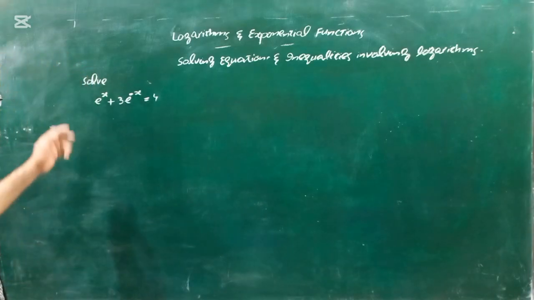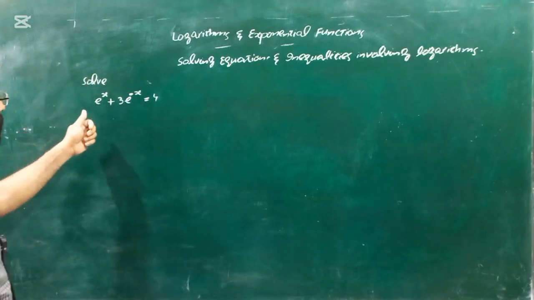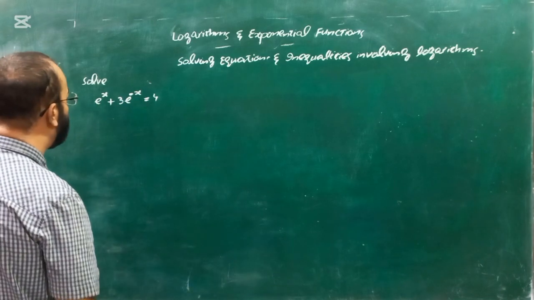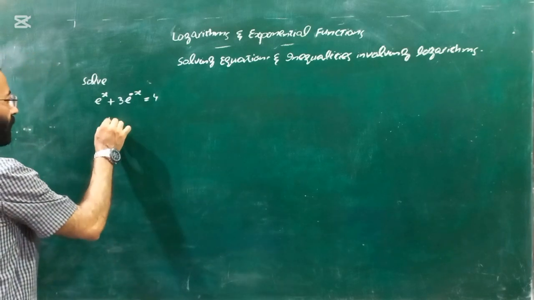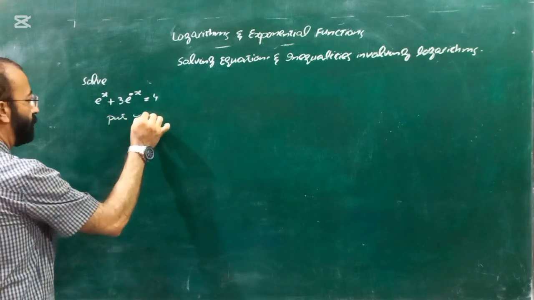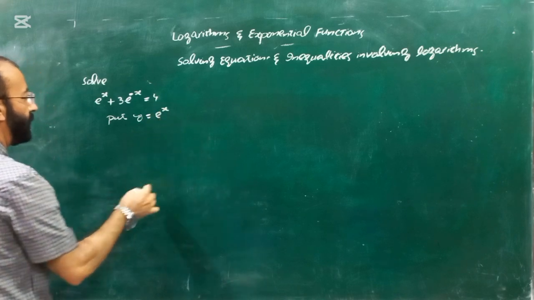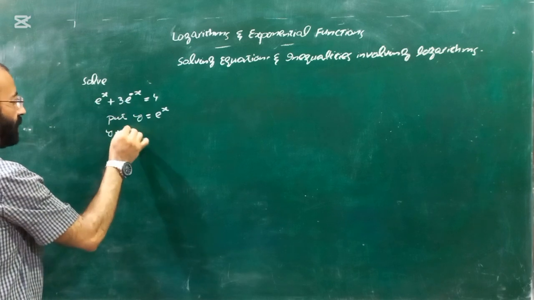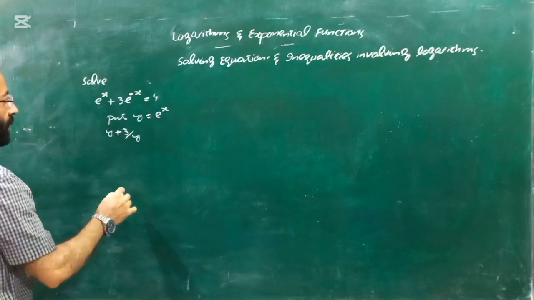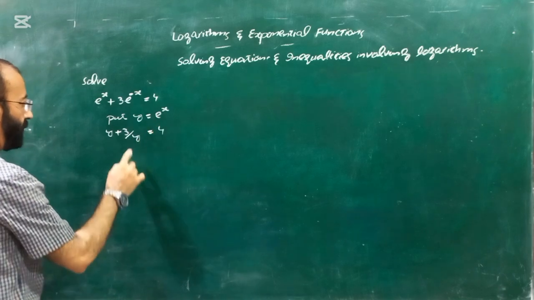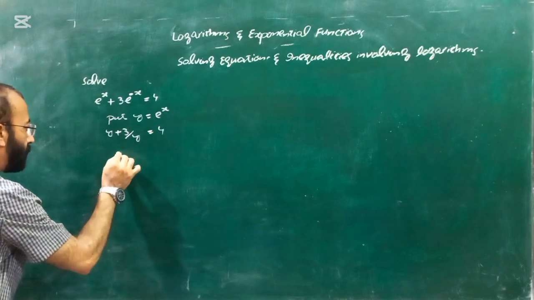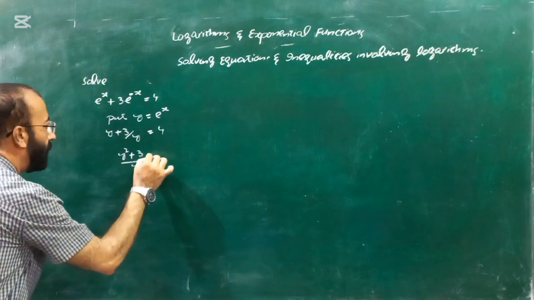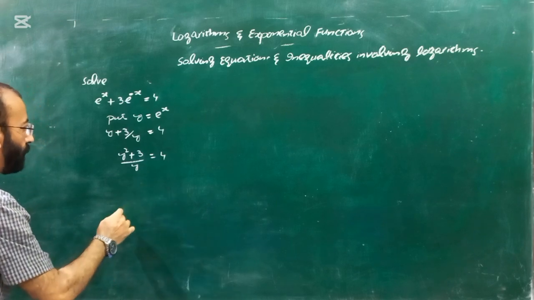Here is another question, and the statement is: solve e raised to power x plus 3 e raised to power minus x is equal to 4. So we will substitute in this question. For example, we are putting y is equal to e raised to power x. So this will become y plus 3 over y, and 4 will remain as it is. At this step we will take the LCM. After taking the LCM, y square plus 3 over y is equal to 4 is there. This y will go to the right side.